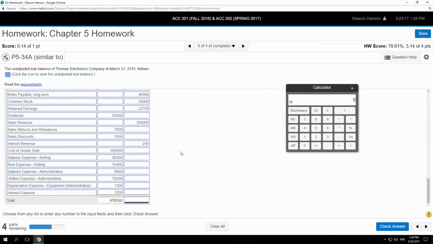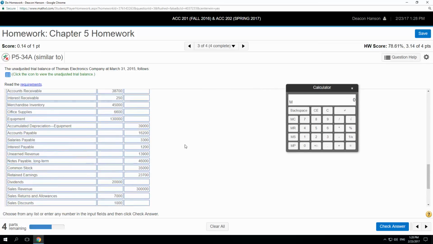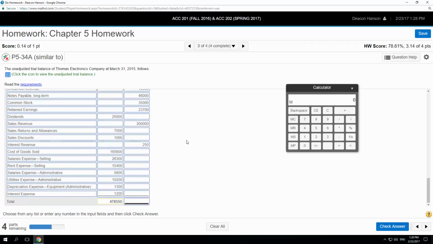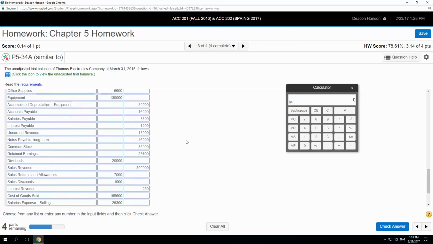Now the credits will be easier because there are fewer of them. And I think we can see them all without having to scroll. Yeah. So they go from accumulated depreciation down to interest revenue. Why don't we add them? 39,000.